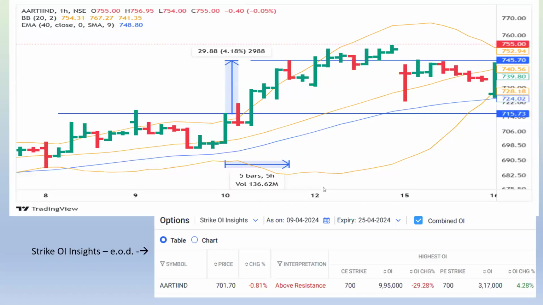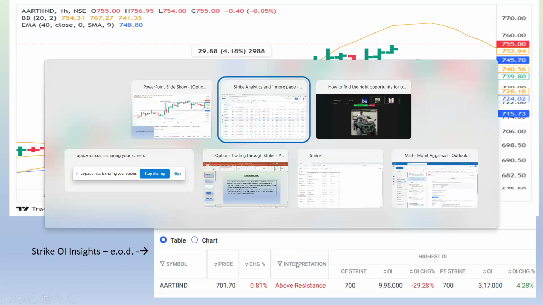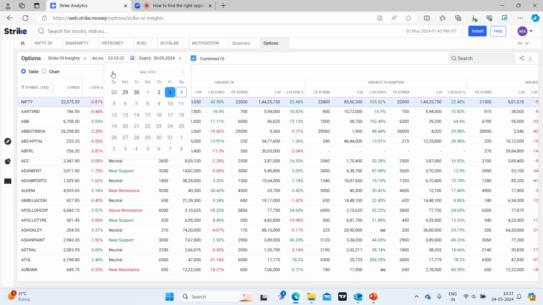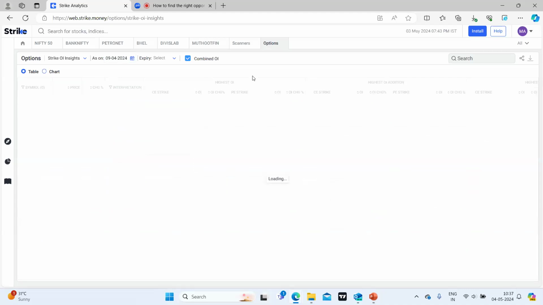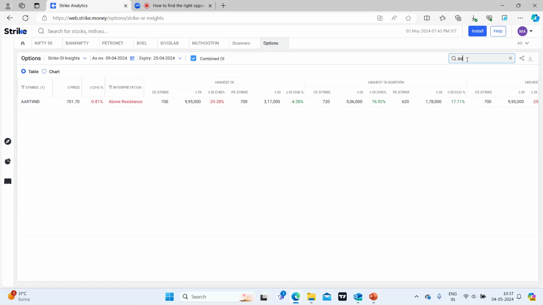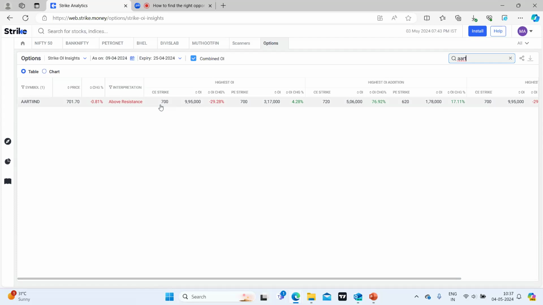This is the first trade, Aarti Industries. If you look, on 9th of April there was almost 30% reduction in the 700 strike, and the price has just crossed 700, right? Although there was an addition in 720 as well.